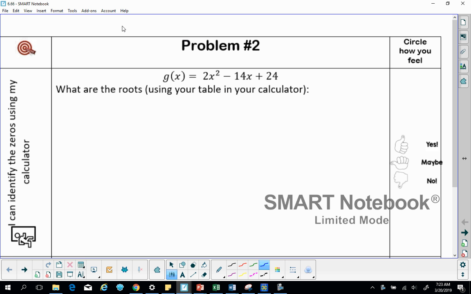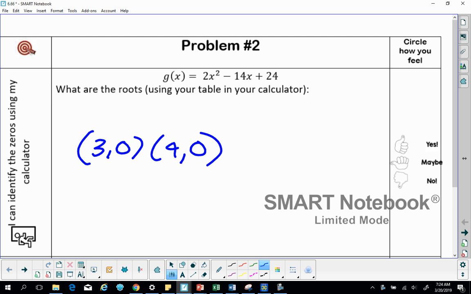What were the roots? Most of you already found them. What were your answers? 3 and 4. Who got that? Raise your hand, because most of you did. You're just quiet. How did you get that? How did you know these were your roots?